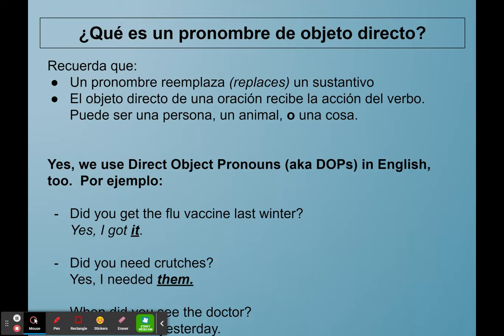You need to remember that the subject of the sentence does the verb, and that the direct object is on the receiving end of the verb.